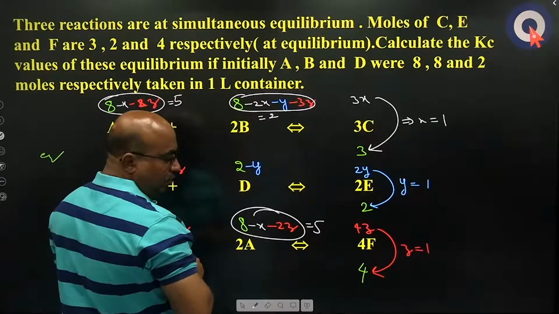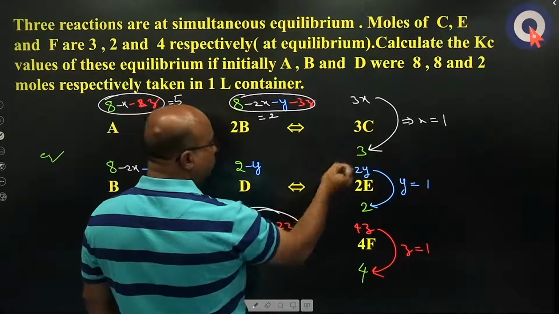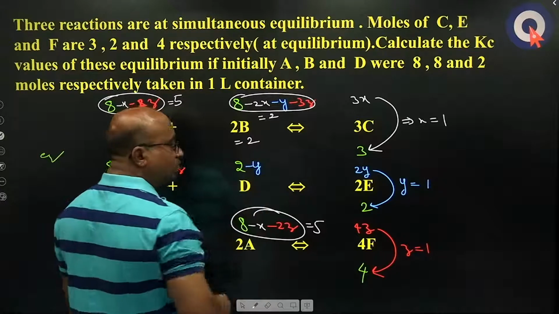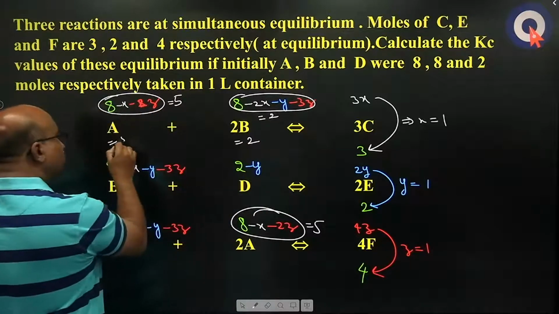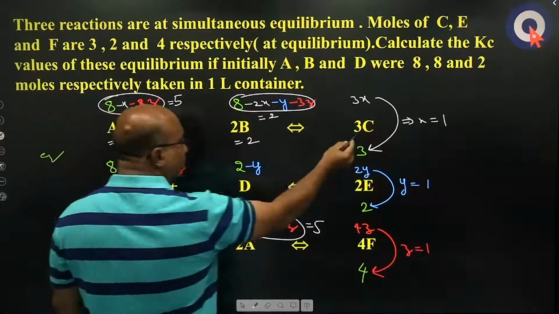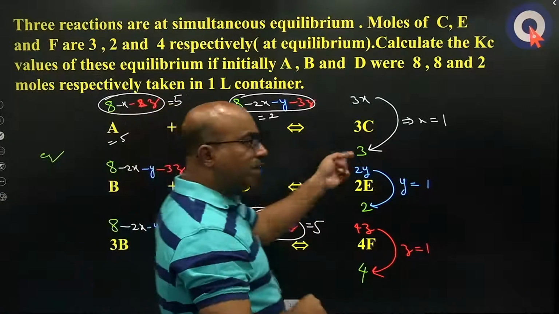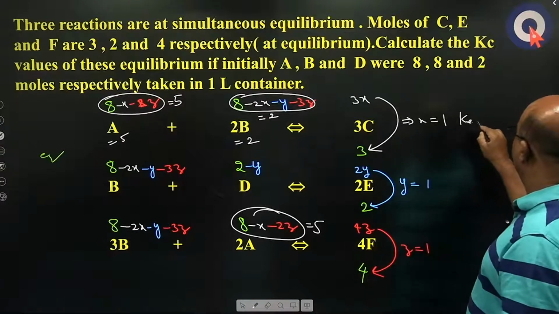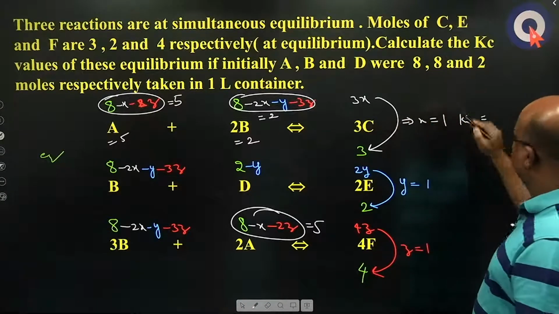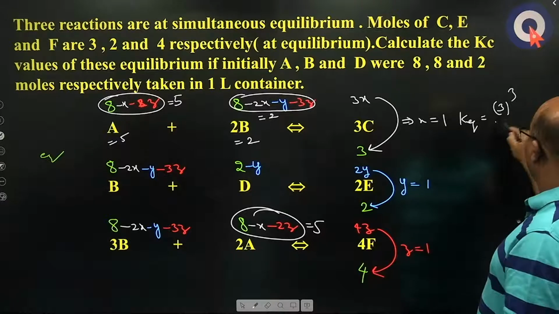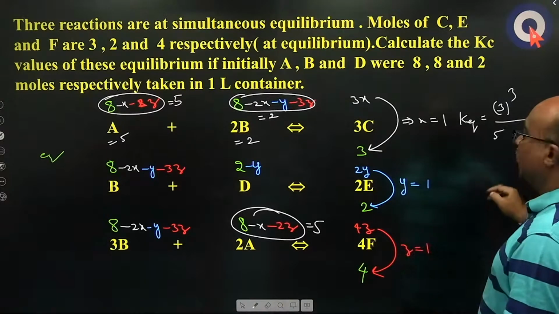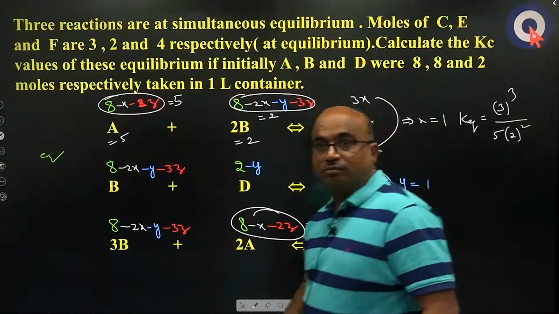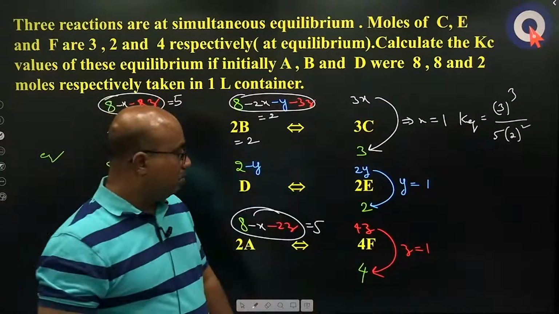The C value is already known, 3. So the concentration of this is 2, the concentration of this is 5, and the concentration of C is 3. So what equilibrium constant can I write now? For the first equilibrium, K equilibrium is nothing but 3 cubed, C cubed, by A, that is 5, into 2 squared. Clear?